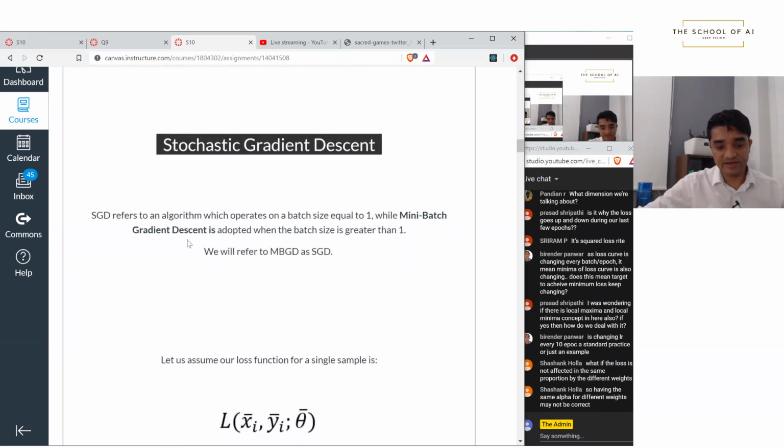Now, stochastic gradient descent. SGD refers to an algorithm which operates on a batch size equal to 1, while mini batch gradient descent is adopted where the batch size is greater than or equal to 1, right? We refer to mini batch gradient descent as SGD, right?